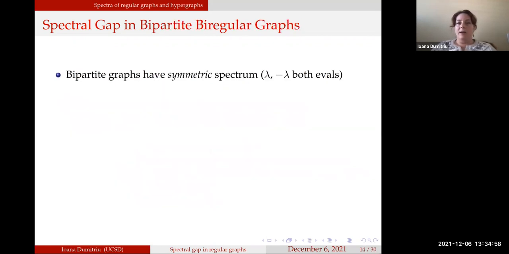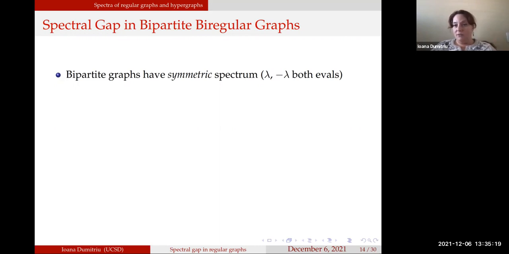What about the bipartite biregular graphs? Well, things are slightly more complicated here, because the bipartite biregular graphs have a symmetric spectrum, meaning that if lambda is an eigenvalue, then minus lambda is also an eigenvalue. In fact, this property of having a symmetric spectrum is characteristic of bipartite graphs.